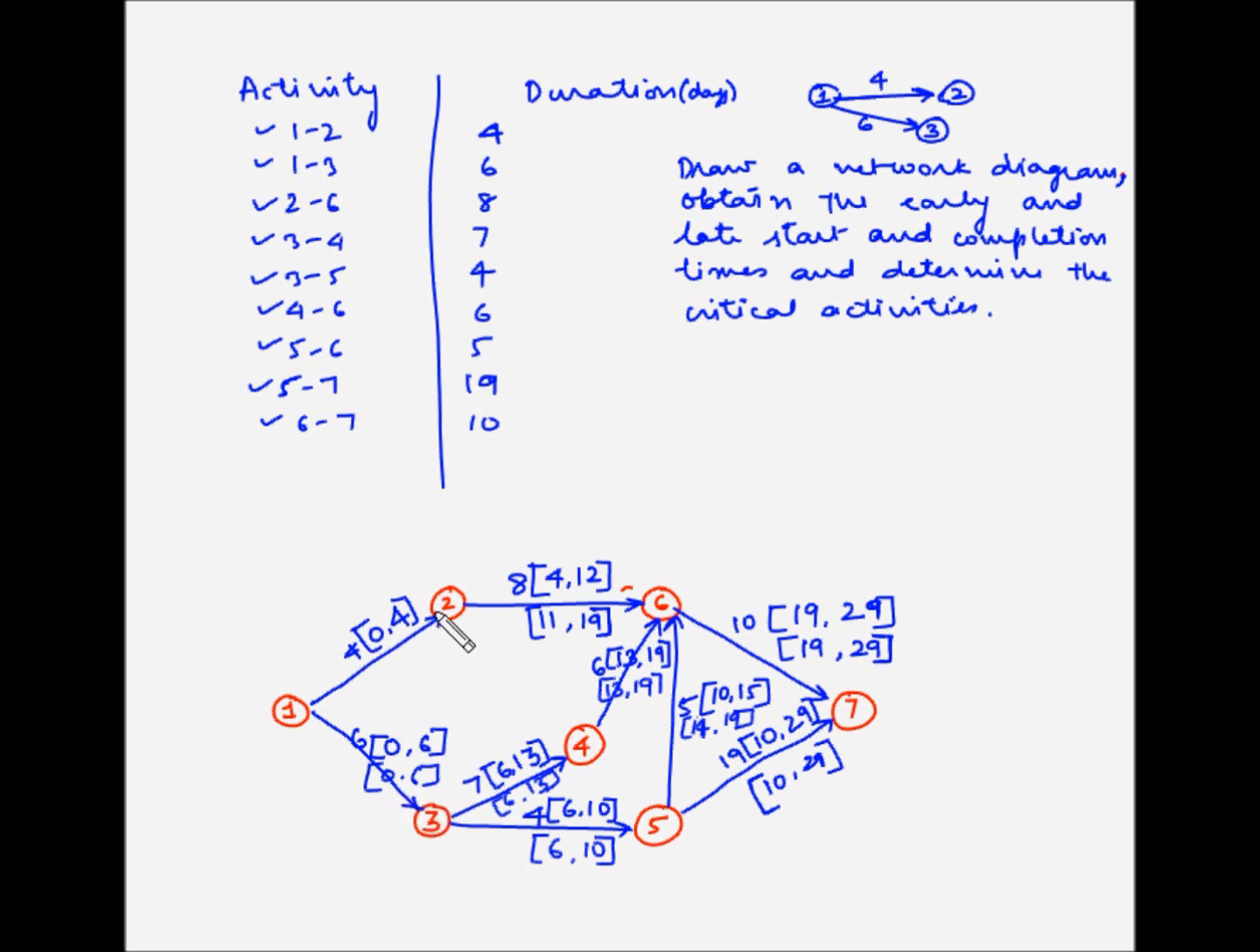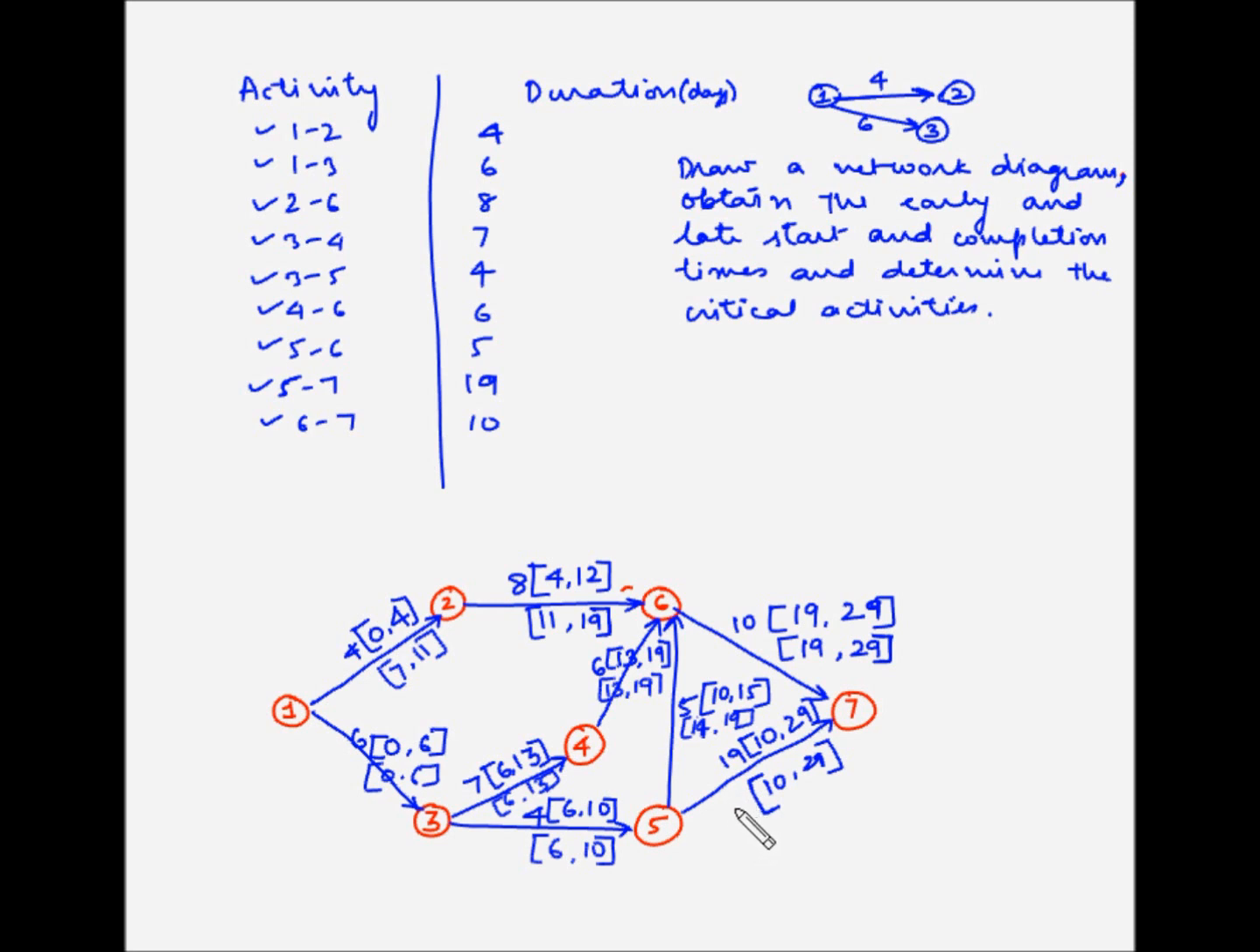Now for activity 1.2, 2.6 is the following activity, and 2.6 has to start latest by the 11th day. So 1.2 has to finish by the 11th day. So 11 becomes the latest finish time, and 11 minus 4, which is 7, becomes the latest start time for this activity. So at this point we have calculated the early start, early finish, and latest start and latest finish time for all the activities on this project.